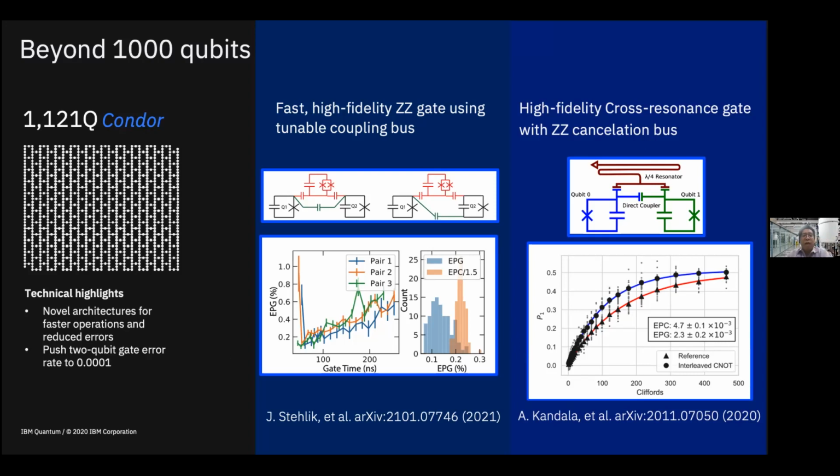And so last year we had a paper that looked at a kind of tunable coupling bus, which got us down to around 10 to the minus 3 2-qubit gate fidelity, as well as using an interference architecture for cross resonance, which also allows us to cancel out unwanted ZZ crosstalk, and also lets us get down to around 2 times 10 to the minus 3 or so in gate errors.